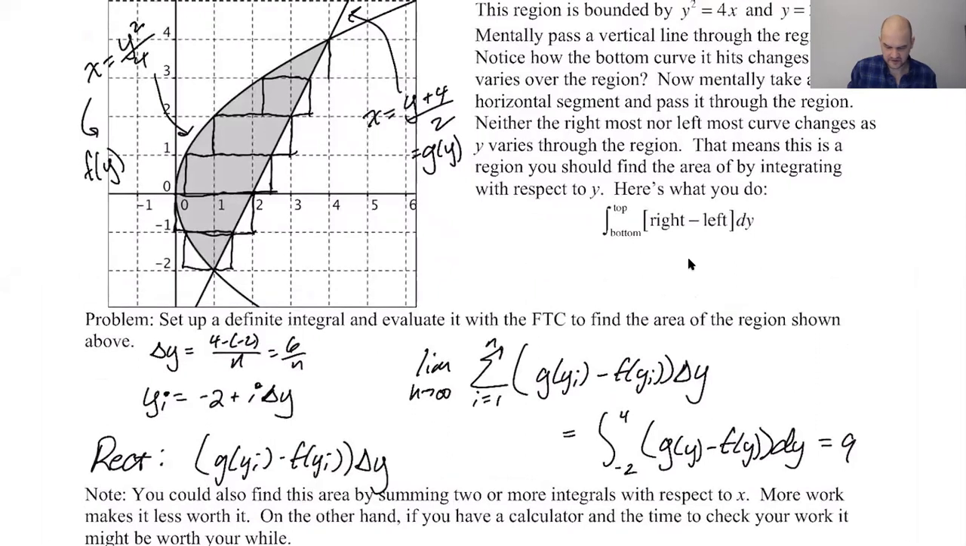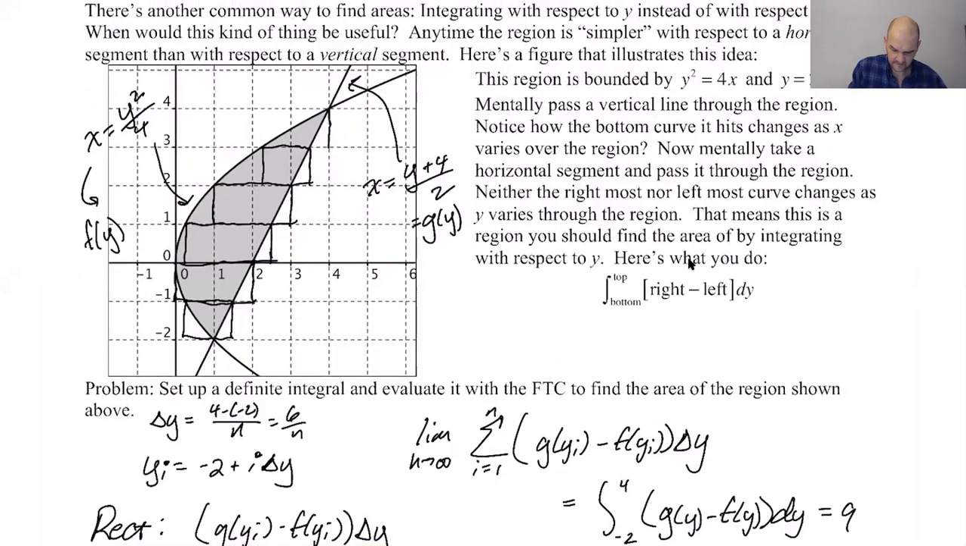In general, what you do when you integrate with respect to y is this. It's almost like the exact opposite, right? You're going to do the integral from the bottom to the top, the lowest y value to the biggest y value of the region, and then right take away left. So the integrand is right take away left, the bounds are bottom to top. When you integrate with respect to x, it's the integral of top take away bottom from left to right. So it's like a straight up switch.